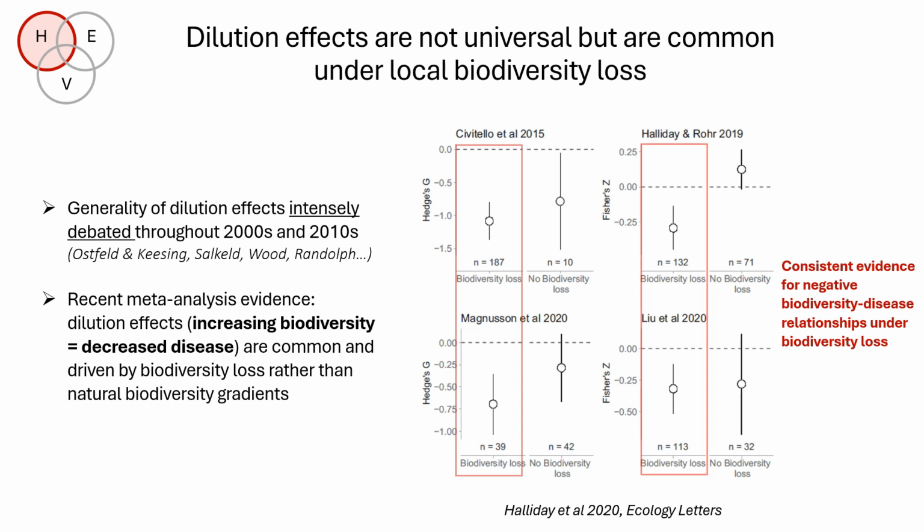biodiversity is lost locally. So these figures are from a really nice meta-analysis by Fletcher Halliday from a few years ago, showing that in these systems where biodiversity is lost, we see a dilution effect. So we tend to see increases in risk associated with those systems where biodiversity has been lost locally, so in a kind of disturbed context.